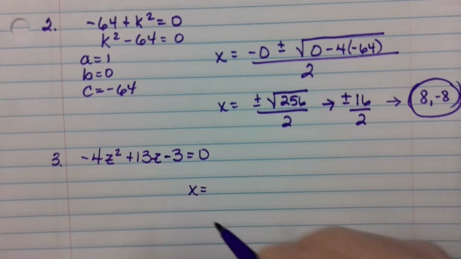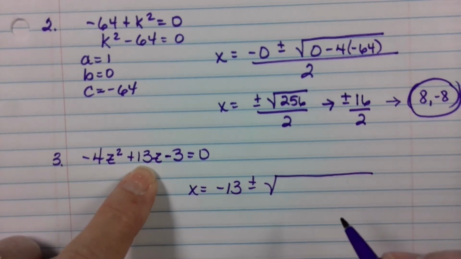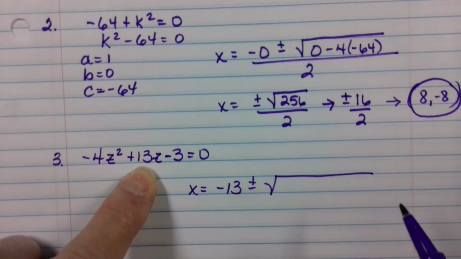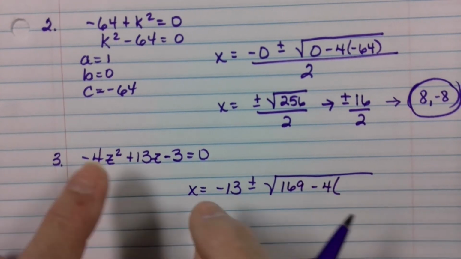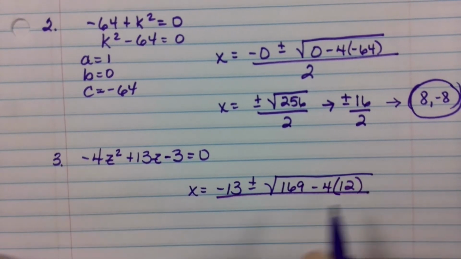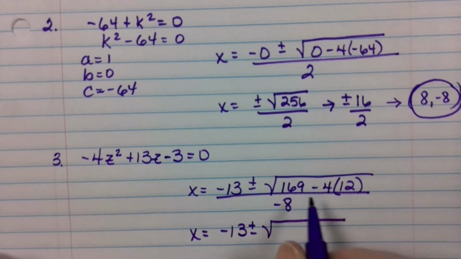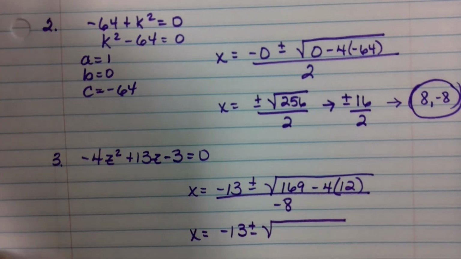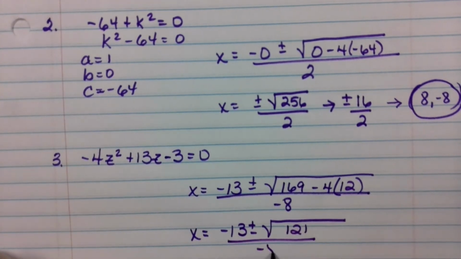Okay, so the opposite of B is -13, plus or minus the square root of 13 squared. What's 13 squared, y'all? 169, good. Minus 4 times A times C. -4 times -3 is a +12, and 2 times a is a negative 8. So I got negative 13 plus or minus. So this is 169 minus 48. So that's 121 over negative 8.